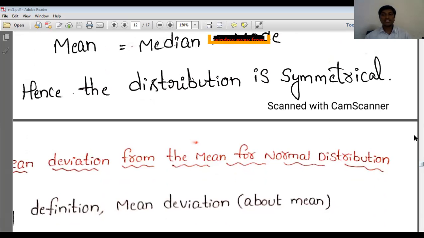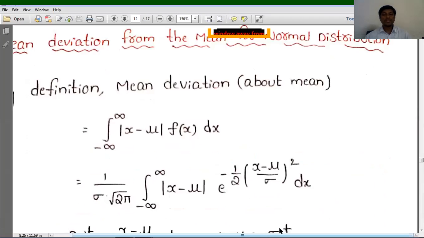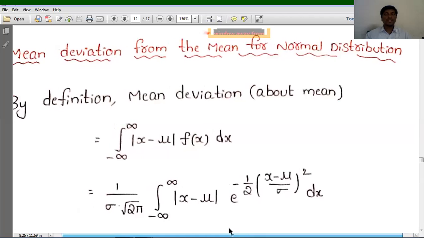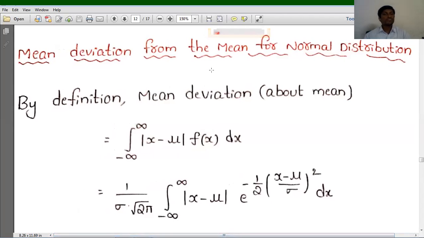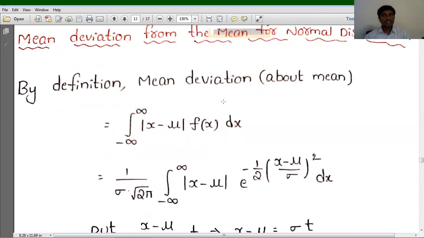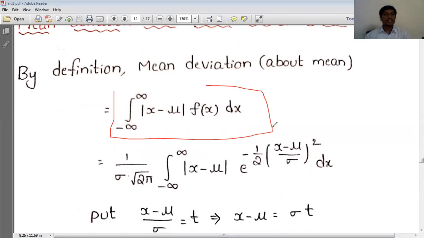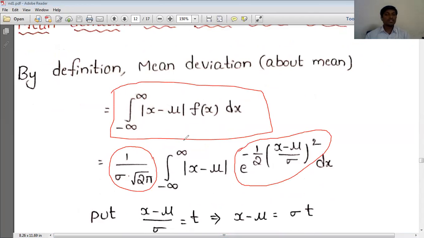Next one, mean deviation from the mean for the normal distribution. By the definition, mean deviation about the mean is, this is a formula we use for continuous random variables in the first unit: integral from minus infinity to infinity of mod x minus mu times f of x dx. So here f of x is nothing but the normal distribution. We are substituting here 1 by sigma into square root of 2 pi, e power minus 1 by 2 into x minus mu by sigma whole square. This is f of x.